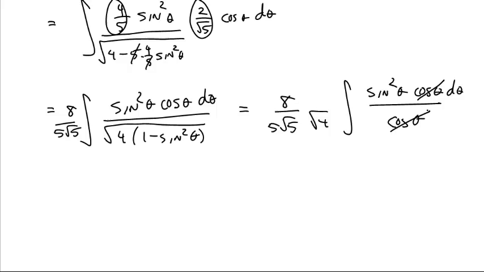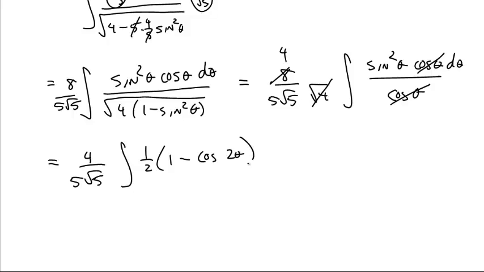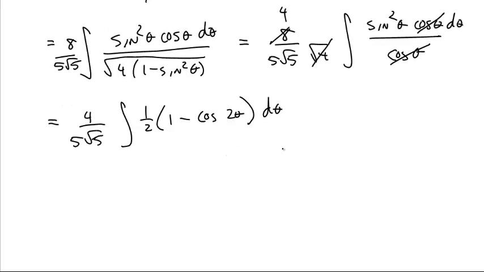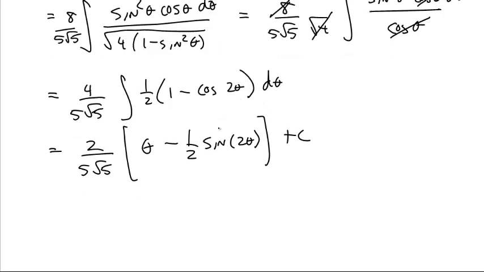Okay, so what is it? This is 2, so that cancels out with that. And so we have 4 over 5 root 5 times the integral of sine squared, which is 1/2 times 1 minus cosine of 2 theta d theta. Bring that 1/2 out front, and we get 2 over 5 root 5. The integral of 1 is theta. Whose derivative is that? 1/2 sine of 2 theta plus c, right? Because the derivative of sine of 2 theta is cosine of 2 theta times 2, and the 1/2 will cancel out with that.